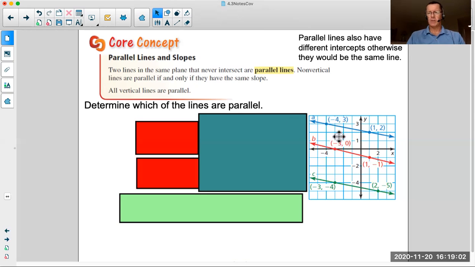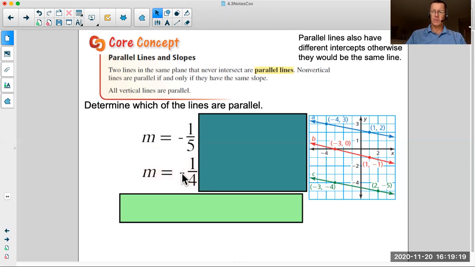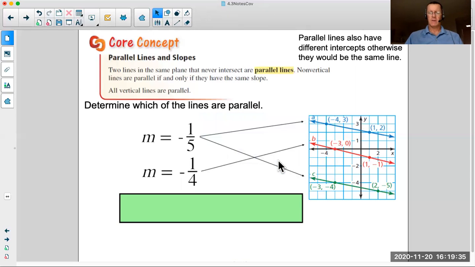If we want to determine which of these 3 lines, A, B, and C, are parallel, we would need to figure out what? Yeah, we need to figure out their slopes. Okay, so you can see that the slope of these, A and C, are -1/5. B has a slope of -1/4. So right there, you can go ahead and rule out B, right? Because they don't have the same slopes.